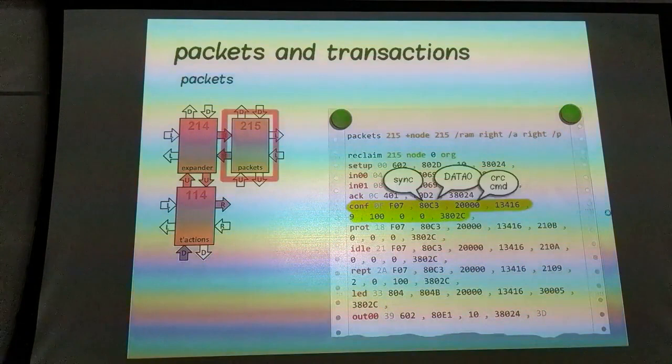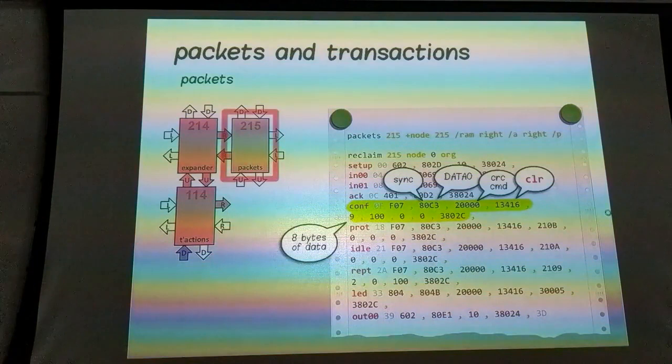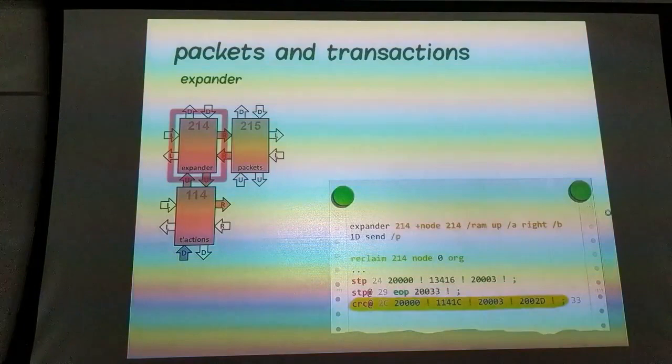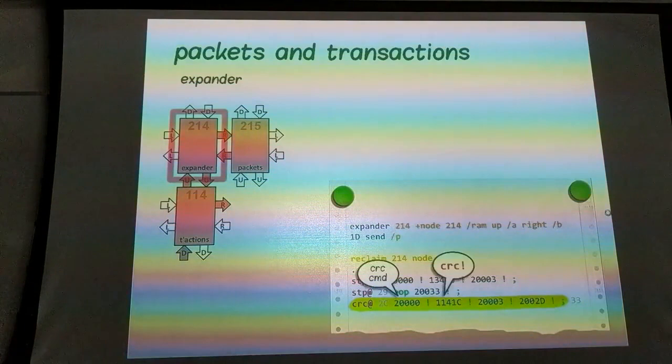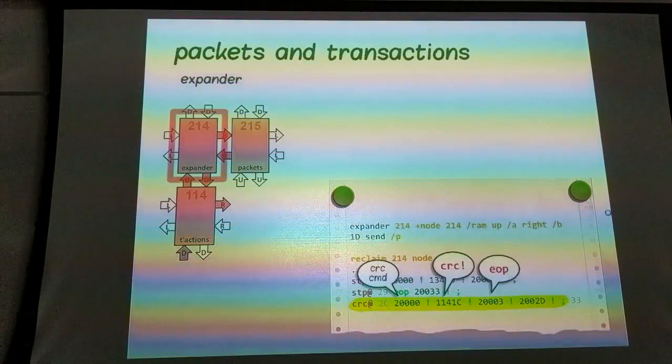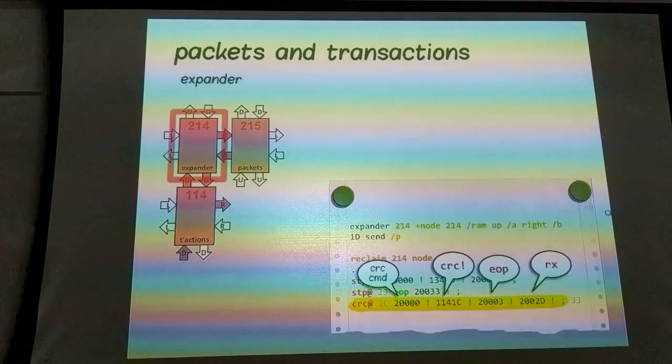Another example is the conf data packet. It is sent to a device to set the configuration. It is composed of a sync byte, data PID, a command to clear the CRC calculator, then there are 8 bytes of payload, and finally a command CRC fetch. This is again a word in Node 214, which requests the CRC calculator to send 16 CRC bits out.